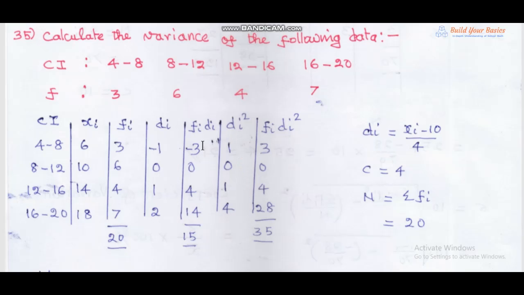Then di squared: minus 1 whole squared is 1, 0 squared is 0, 1 squared is 1, 2 squared is 4. Fi di squared, fi into di squared: 3 into 1 is 3, 6 into 0 is 0, 4 into 1 is 4, 7 into 4 is 28. Sigma fi di squared is 35.